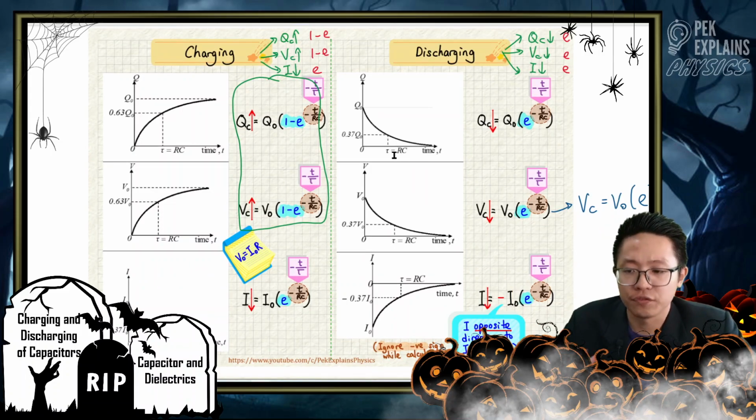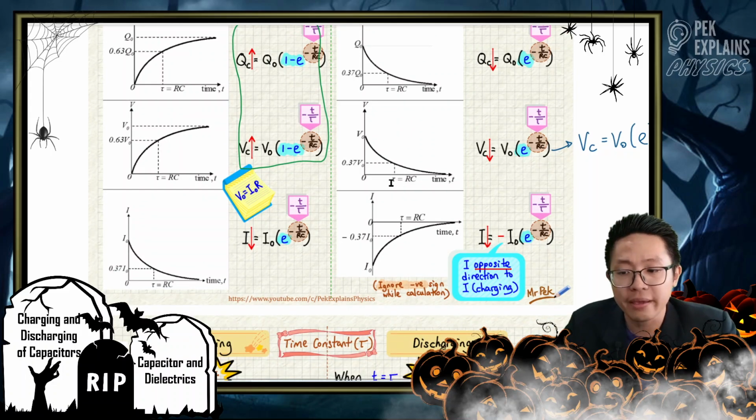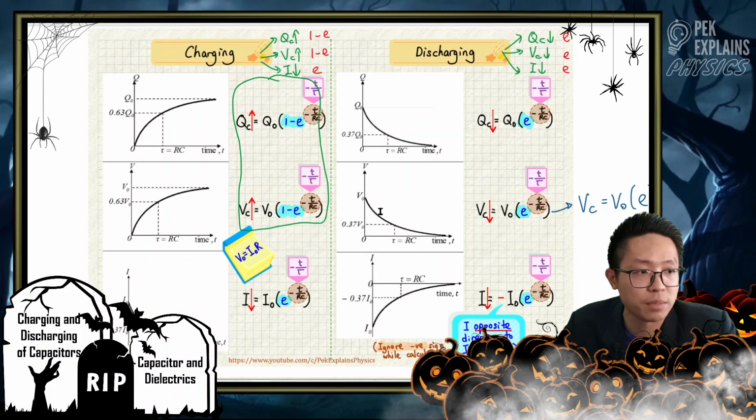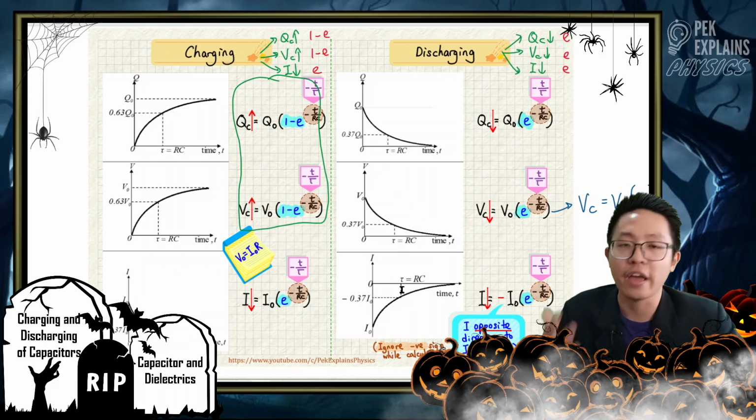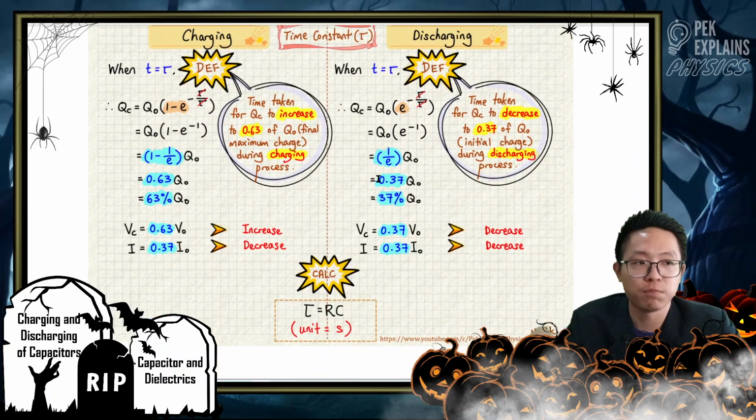Now the 4th definition: time constant is the time taken for the charge to decrease to 0.37 of the initial charge during the discharging process. Time constant is the time taken for the voltage to decrease to 0.37 of the initial voltage during the discharging process. Time constant is also the time taken for the current to drop to 0.37 of the initial current during the discharging process. So I have mentioned 6 different definitions of time constant for both processes.